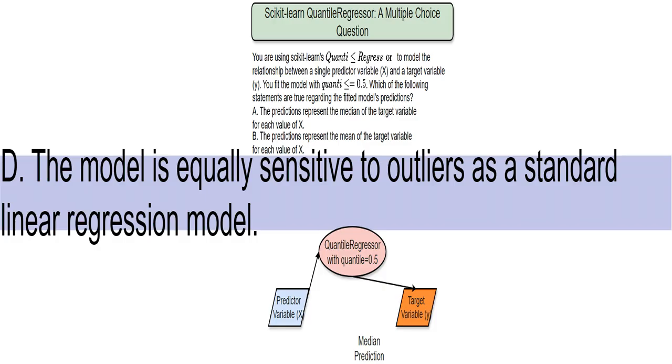This statement is false. A standard linear regression model is more sensitive to outliers than the median-based QuantileRegressor. This is because linear regression calculates the mean, which is very sensitive to outliers.